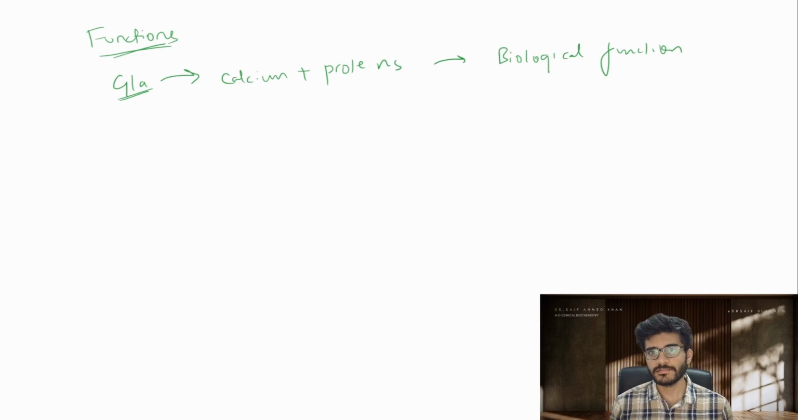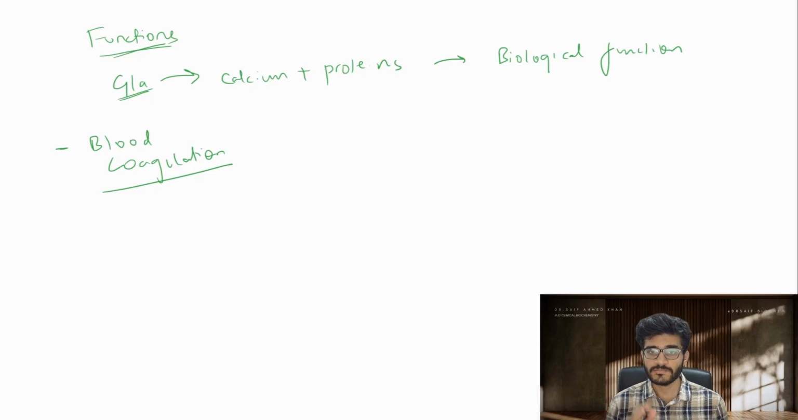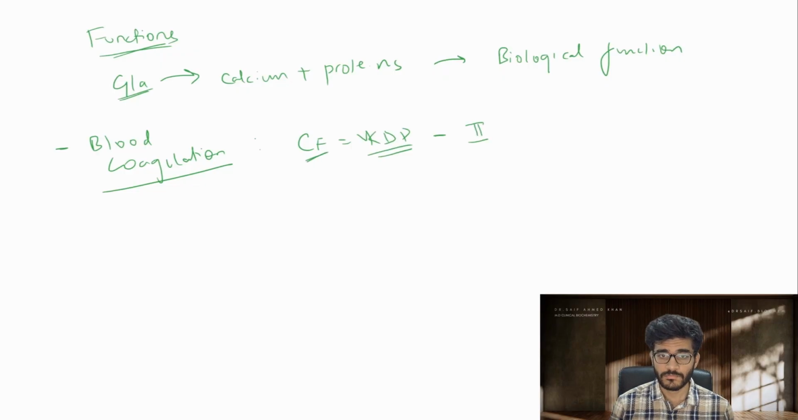To understand this, I'll give you an example of blood coagulation. Here, vitamin K's most famous and life-saving role exists. Several key coagulation factors are vitamin K dependent proteins. These are factor 2, which is prothrombin, and factors 7, 9, and 10.